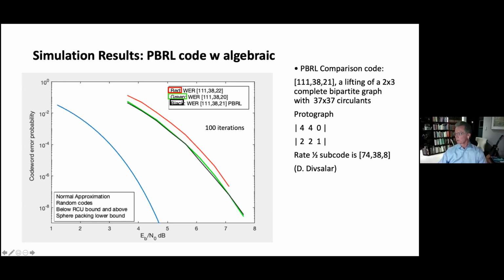Now he used this protograph that gives you this ability to make it rate compatible because of the 0 here. And it has a subcode, which is 74388. I don't know if that's of interest to you people.